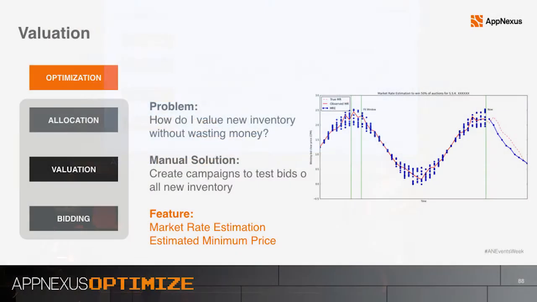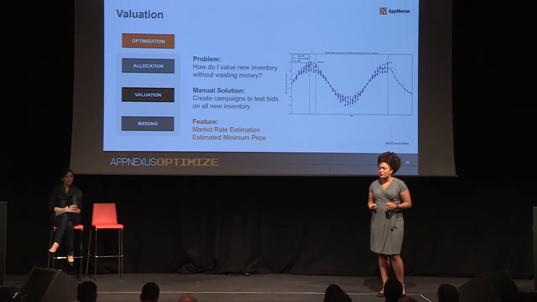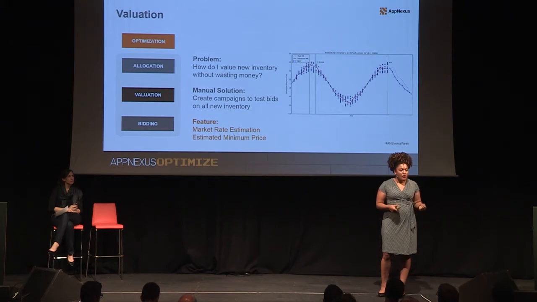What we've created is market rate estimation, which utilizes size, inventory, hour of day, and geo to help really granularly determine what the price point is at every win rate. And by leveraging this, you can start buying your campaigns at the estimated minimum price, which is the absolute least you can spend to buy brand new inventory. And you can keep spending that until you're able to gather enough data in order to have a true expected value for inventory.